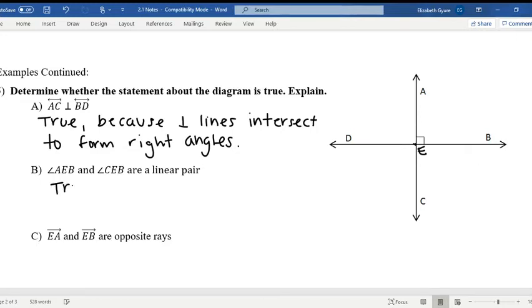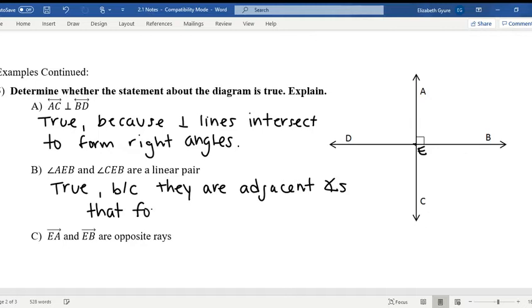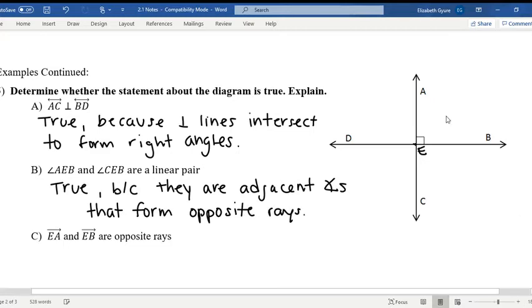So we're going to say true because, and I'm going to abbreviate because as B/C, they are adjacent angles. And I'm abbreviating angles. I do that sometimes. You'll see me write the congruent symbol instead of the word congruent. You're allowed to do that as well if you want. If you don't want to, write out the word. So because they are adjacent angles that form opposite rays, right? If these were not opposite rays, then it wouldn't work.